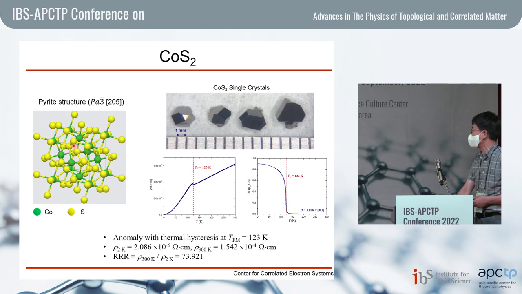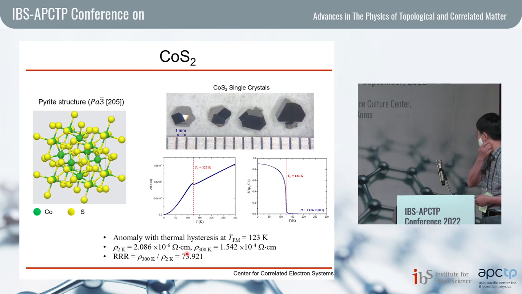The structure is the same as that of nickel disulfide. At 123 Kelvin, we have a distinct ferromagnetic transition; resistivity and magnetization both show it, with a very small but finite thermal hysteresis. At 2 Kelvin, very low temperature, the residual resistivity is very, very small, in the micro-ohm centimeter region, and the RRR value is about 70 something. So this shows the very high quality of the sample.